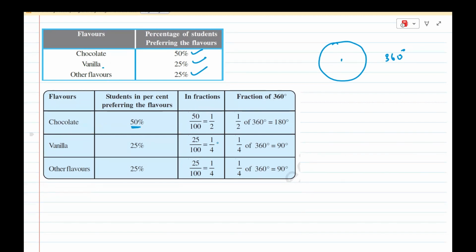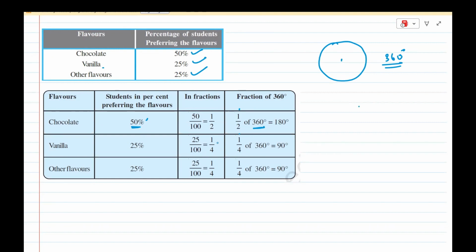50%. Total percent is how much? 100, always. So 50 upon total, that is 1 by 2. But 1 by 2 of what? It is of 360 degrees. From where did this 360 come? The total measure of a circle is 360 degrees. So 1 by 2 of 360 is 180 degrees.